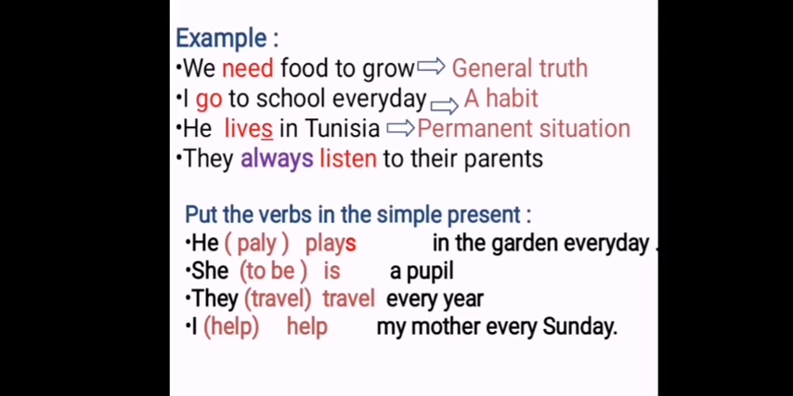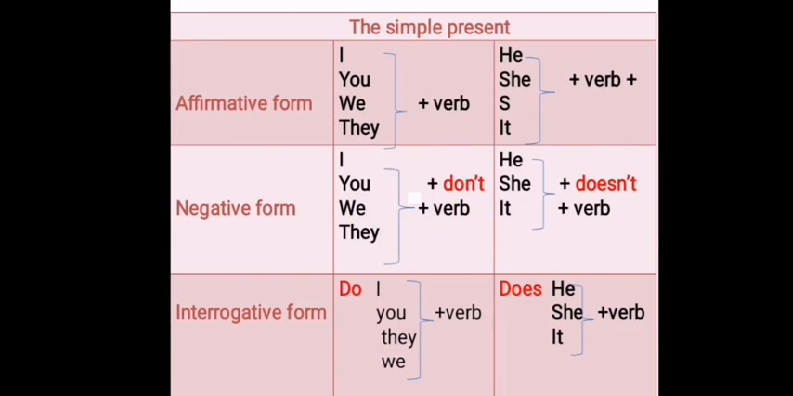The second sentence, she, verb to be, a pupil. So she is a pupil. Then they travel every year. So with they, we just add the verb. We don't change anything. So they travel every year. The last sentence, I help my mother every Sunday. With I, we just add the verb. We don't add an S to the verb. We don't change anything. So I help my mother every Sunday. Okay, so let's move on.